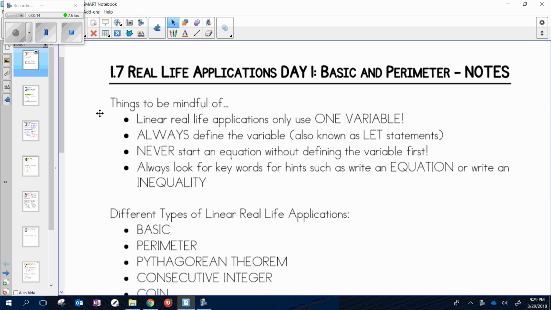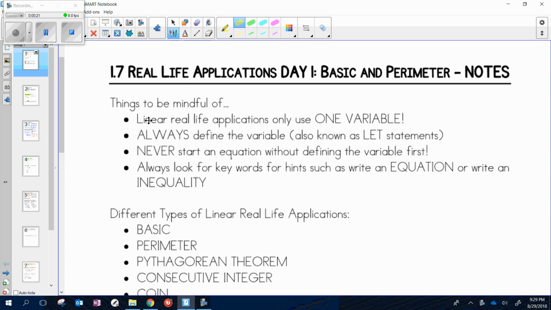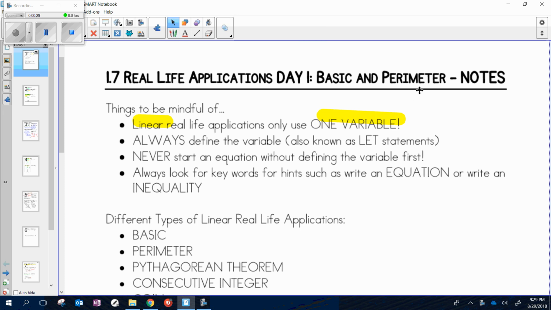Things to be mindful of. I'm just going to read through these things with you and highlight a few things. Linear real-life applications have one variable. So you're only going to see an x. For example, x would represent the length and maybe the width would be twice that. So you would use one variable.